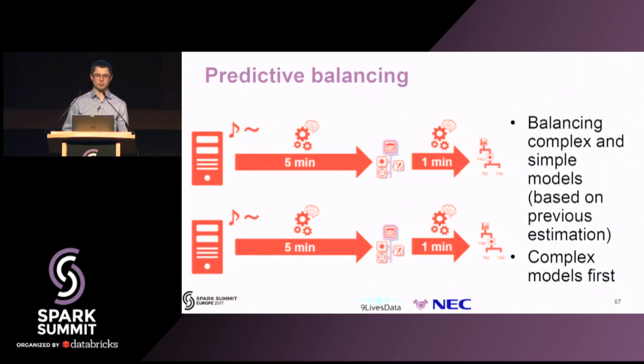And instead, we can propose here predictive balancing, and we use it. So, of course, to apply this approach, we must have a knowledge how to estimate the execution time for each model type, but we do have this knowledge. And in this approach, first we execute complex models first, and the second thing we do is we balance complex and simple models based on the previous estimations.